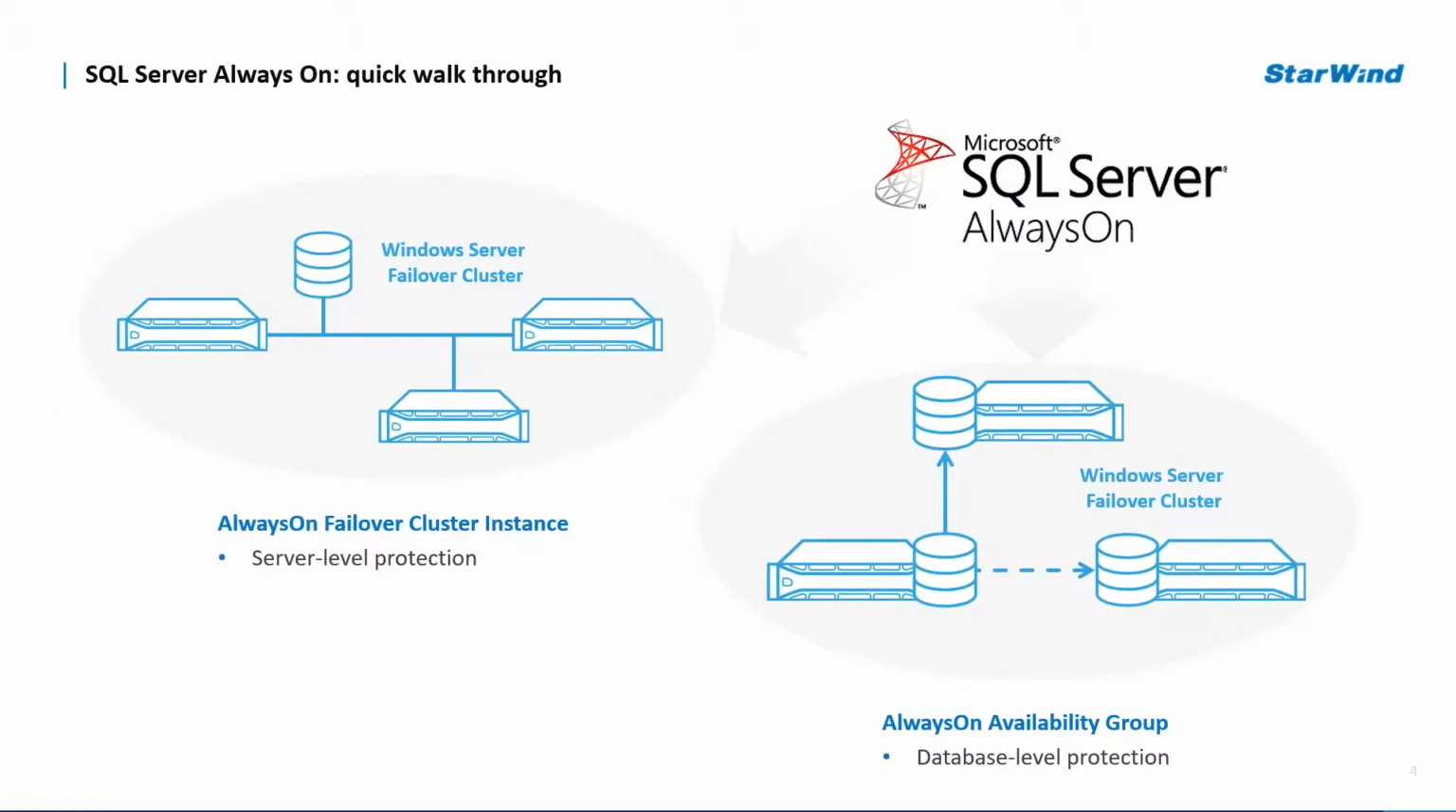So, what does SQL Server AlwaysOn imply? AlwaysOn is a set of high availability features, including failover cluster instances and availability groups technologies. And the striking difference between them is that FCIs offer instance level protection, while availability groups can do database level protection only. Also, a clustered instance has the same binaries installed and configured on two or more cluster nodes.